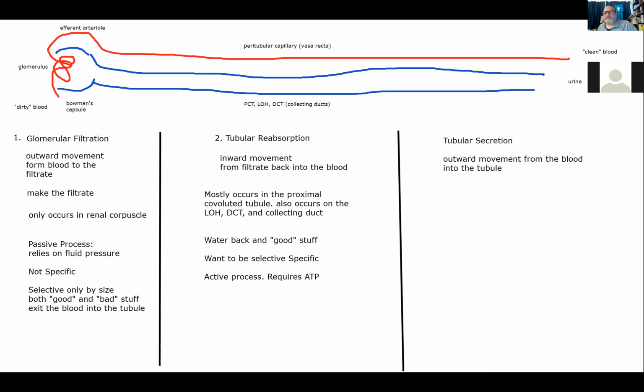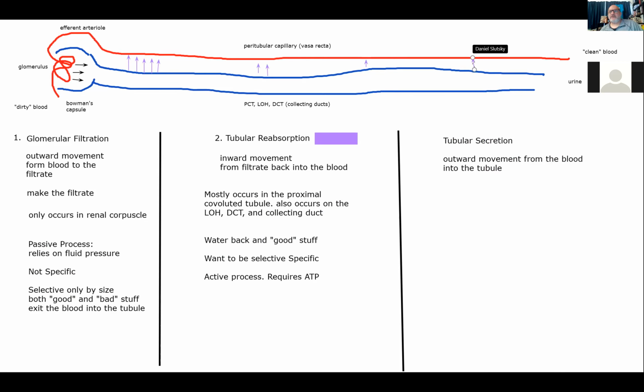Let's do this. Glomerular filtration, as we talked about, is that movement of materials out of the glomerulus and into the tubules. That is our glomerular filtration. We talked about tubular absorption, and for simplicity's sake, let's make this purple to help us remember. As we talked about, most of that movement back into the blood is going to occur in the proximal convoluted tubules, but some of it happens in the loop of Henle, some of it happens in the distal convoluted tubule, some of it happens in the collecting duct as well.